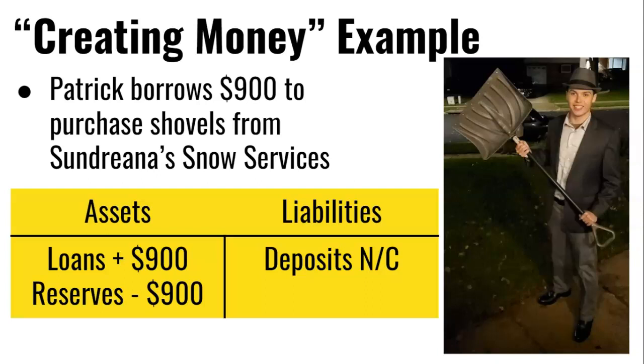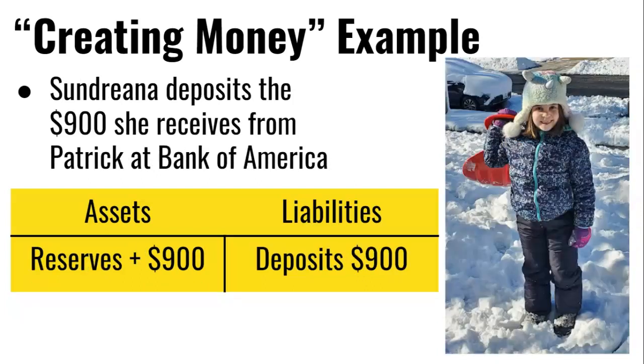Patrick's going to use that money, and he's going to go to Sundriana's Snow Services, and he's going to pay her $900 to purchase snow shovels. She will take that $900, and she could go to her bank. Let's say she goes to Bank of America and deposits $900 into her bank, in which case, on the T account, there's a $900 increase in liabilities to Bank of America. It's $900 in new deposits, but also $900 in reserves.